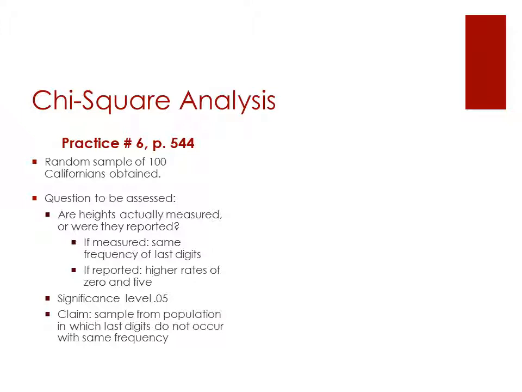We're told we have a random sample of 100 people from California. And the question we have to assess is: were the heights actually measured or were they reported? We know that when people report, for example, their heights or their weights or other characteristics like that, they tend to round to the nearest 5. So we tend to get higher rates of zeros and 5s in data that has been reported rather than with data that has been measured. If data has been measured for heights, weights, or some other medical aspects that we look at, we find that the last digits all occur with the same frequency, 0 all the way through 9.